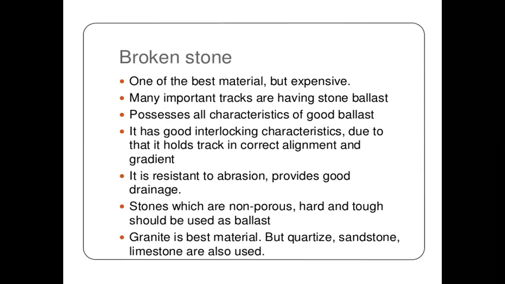Broken stone. It is one of the best but expensive materials for ballast formations. Many important tracks have stone ballast. It possesses all characteristics of good ballast, and it has good interlocking characteristics. Due to that, it holds the track in correct alignment and gradient. It is resistant to abrasion and provides good drainage.